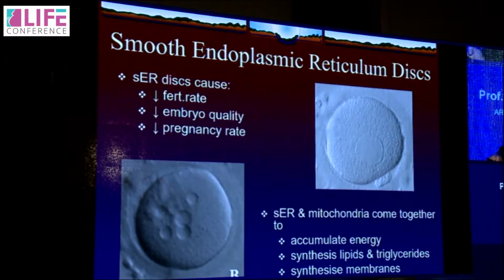So what about smooth ER and the ER discs? Well, I'm sure that all the embryologists in the audience have seen these. If you have eggs with smooth ER discs, then you have a lower fertilization rate, lower embryo quality, and a lower pregnancy rate. And they're linked, again, to the smooth endoplasmic reticulum and the mitochondria.